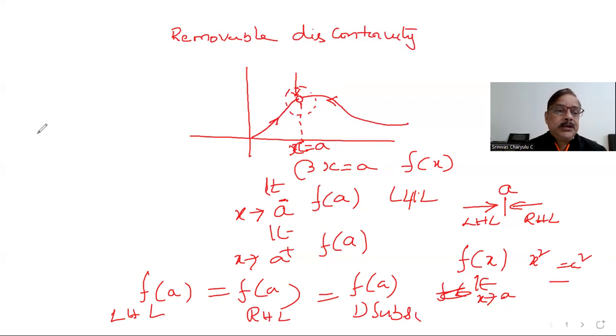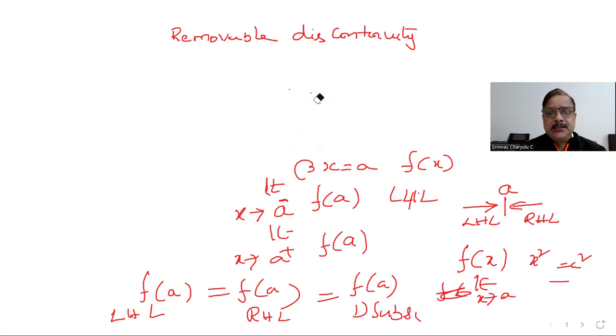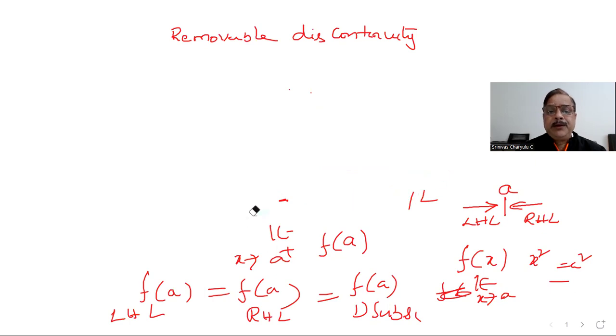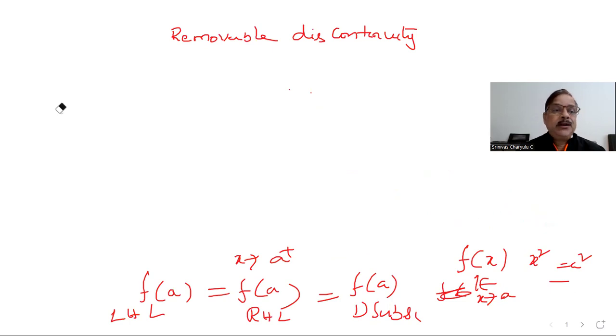Now, one more thing. After this removable discontinuity, one more discontinuity we have to discuss. That is called as jump discontinuity. Jump discontinuity, as the name implies, the function will be jumping from one value to other. This discontinuity cannot be removed. It is difficult to remove. How does it look like?